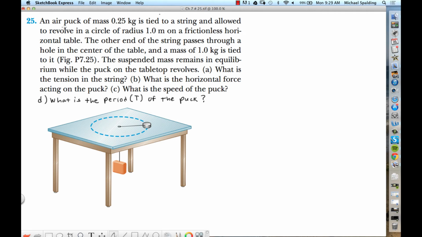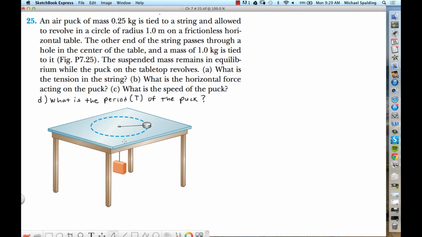Okay, so we have this air puck of mass 0.25 kilograms. It's tied to a string, and it's revolving in a circle of radius 1 meter. So this circle that's on the table, this puck here is traveling around in a circle. And hey, what's the centripetal force?